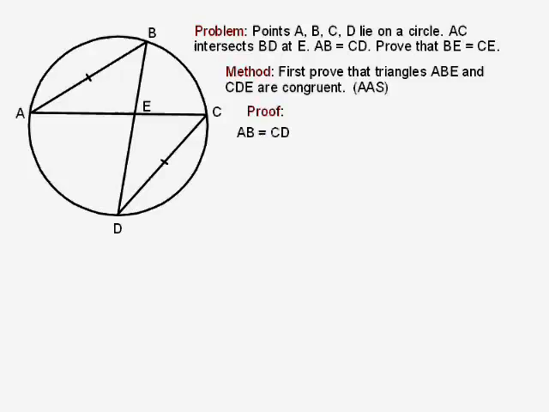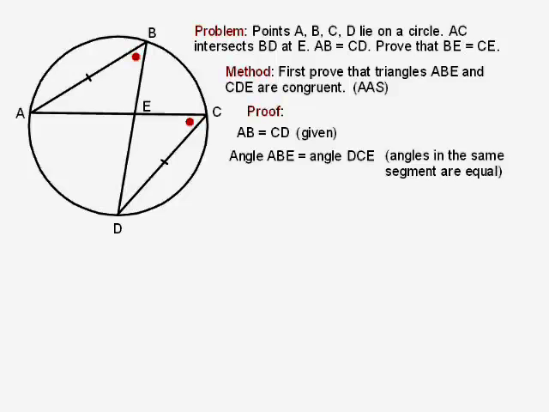We start off with the fact that AB equals CD, and we're given that in the question. Those two angles are the same. Why? Because of the angles in the same segment rule, which is a rule you should know to do with angles in circles. Also, those two angles are the same because of the same rule, angles in the same segment.